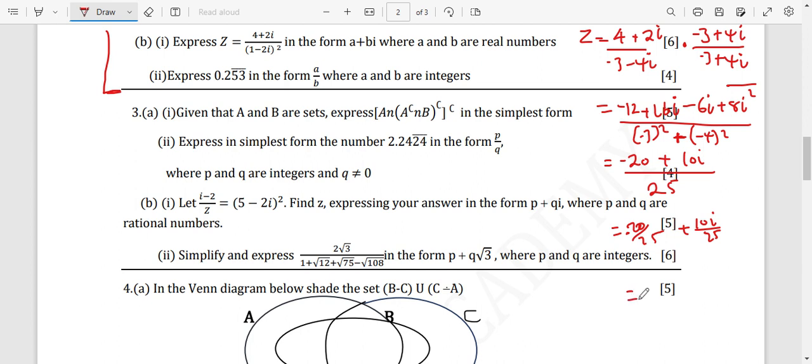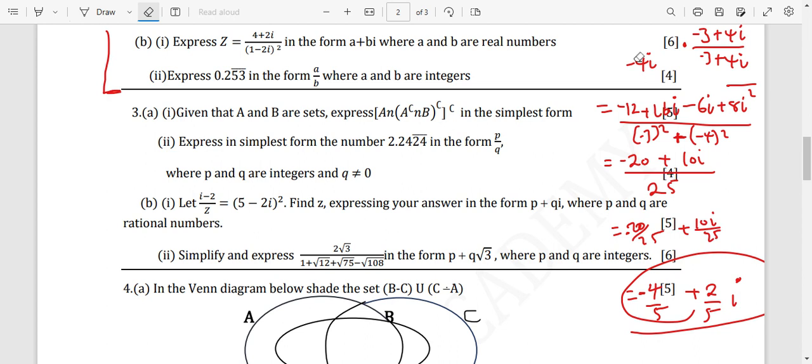Reduce it. 5 can go into 20 and into 25. This will give you negative 4 over 5 plus 2 over 5 i. So just that. That's the answer. Very simple.